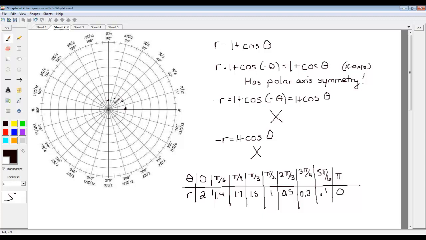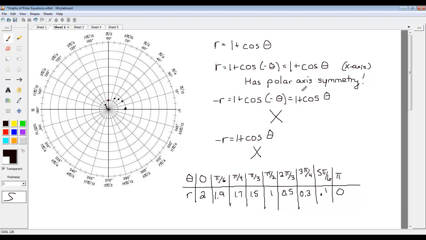Two pi over 3 will go out to 0.5. 3 pi over 4 will go out to 0.3. 5 pi over 6 will go out to 0.1. Then pi we go to 0.